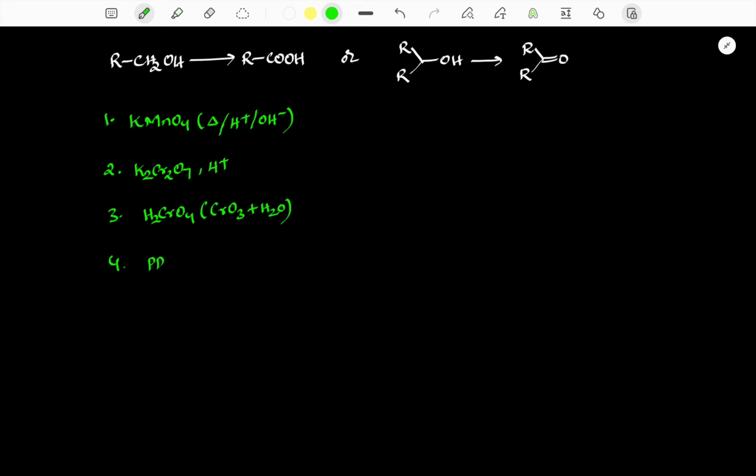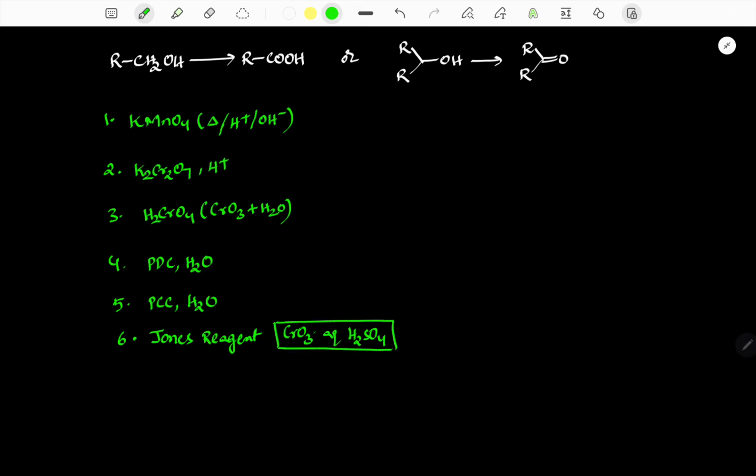Fourth one, PDC, water, polar solvent. Fifth one, PCC, water, polar solvent. And sixth one, Jones reagent. And the Jones reagent is CrO3 aqueous H2SO4. So Jones reagent having some exception, so we will discuss it later on.